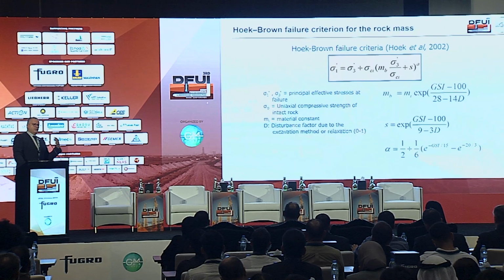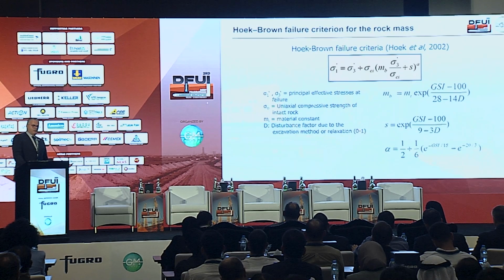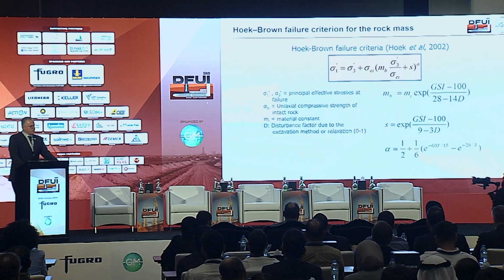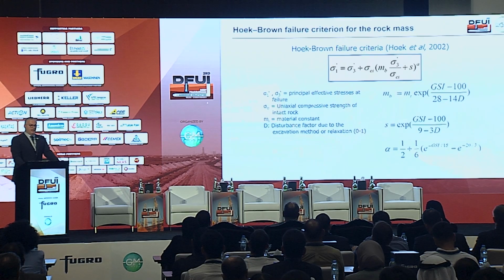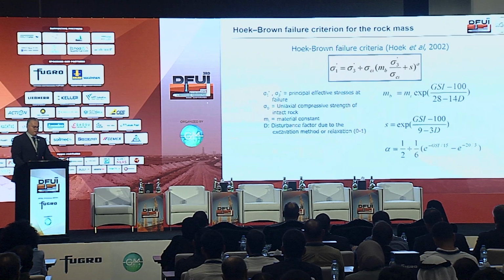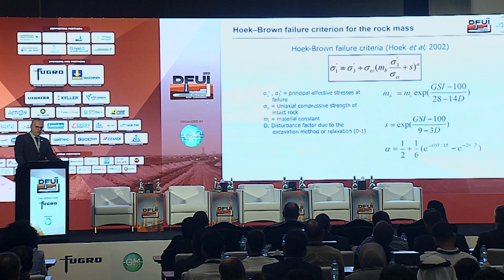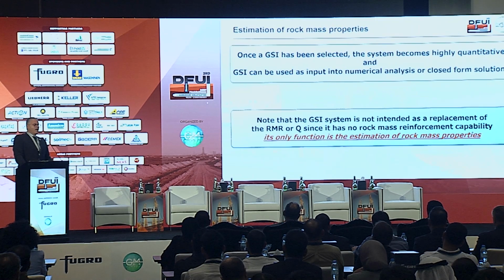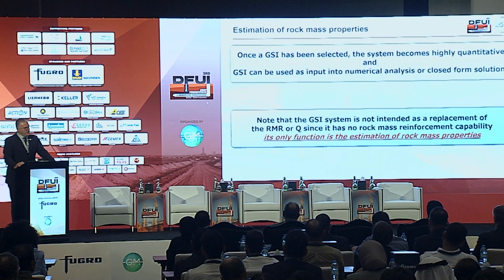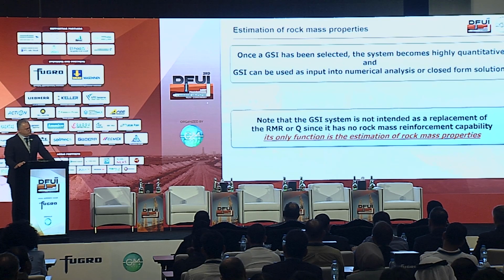So once you quantify with the GSI, then you can put in the Hoek-Brown failure criteria the intact rock parameters together with the GSI and the disturbance factor, and then with these transition equations, you can penalize your intact rock and find the properties of your rock mass. So once the GSI has been selected, your system becomes highly quantitative, and this can be an input for numerical analysis or closed form solutions.